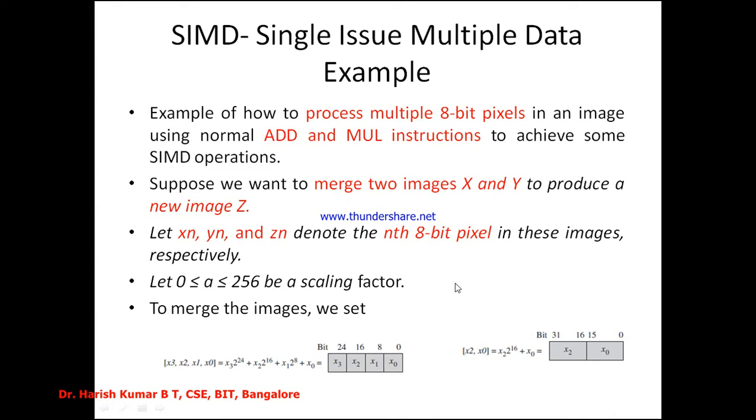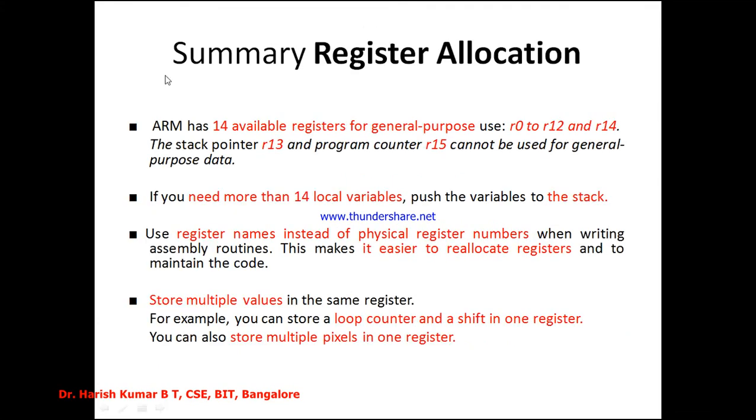So this is another example. Now, a summary of register allocation. ARM has 14 available registers for holding general purpose data, R0 to R12 and R14. R13 and R15 cannot be used. If you need more than 14 local variables, you have to store them onto the stack. You should use the register names instead of the physical register numbers, because you understood already the benefits of using the register name. But there are a few cases where you have to use the register number itself.